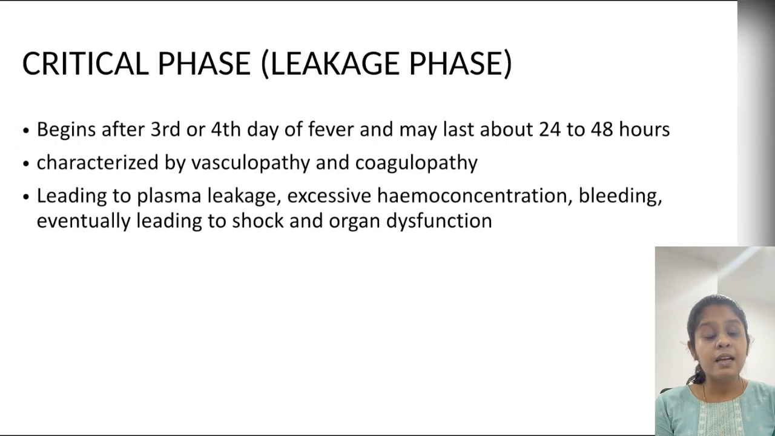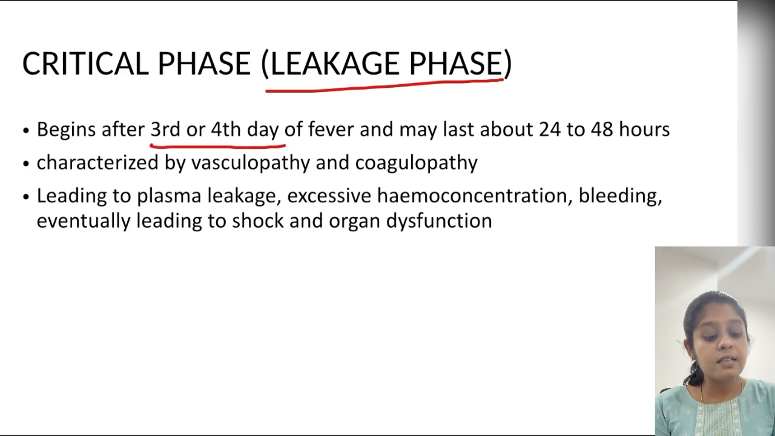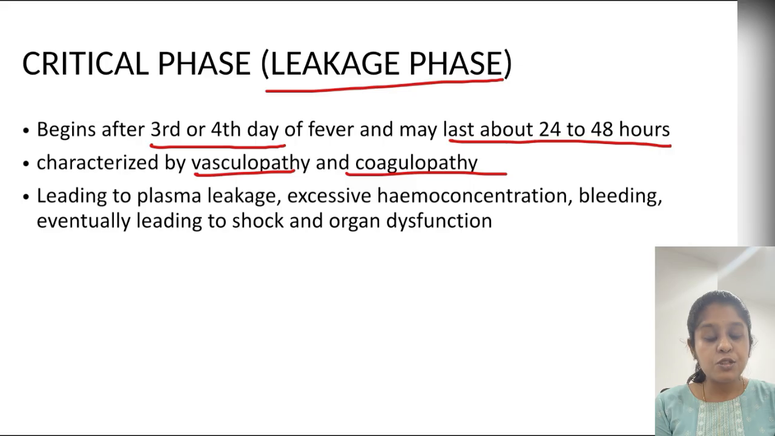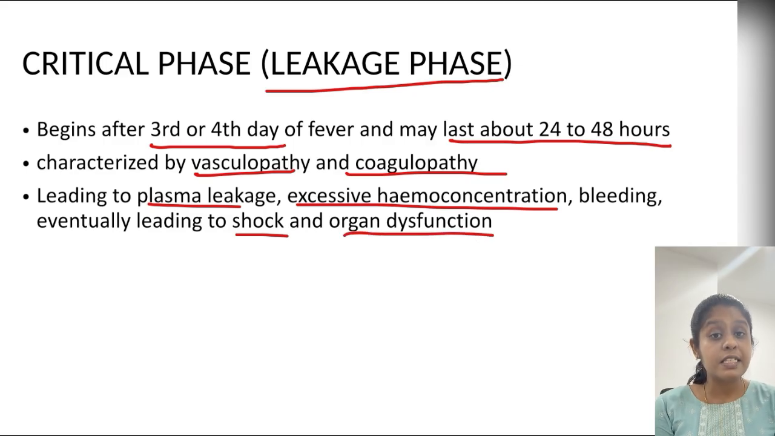Coming to the critical phase, this is called the leakage phase. This phase begins on the 3rd or 4th day of fever and can last up to 48 hours. It is characterized by vasculopathy and coagulopathy. It leads to plasma leak, hemoconcentration, and bleeding, leading to organ dysfunction. So this is the most critical phase in dengue.